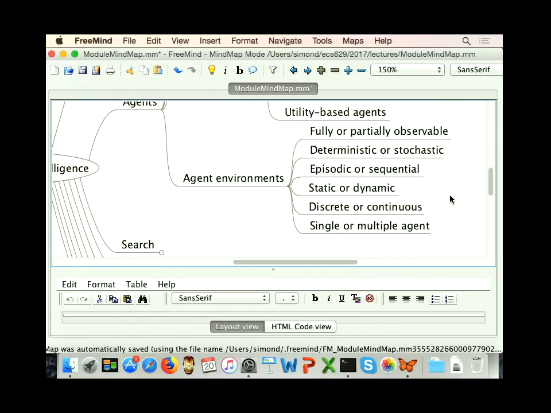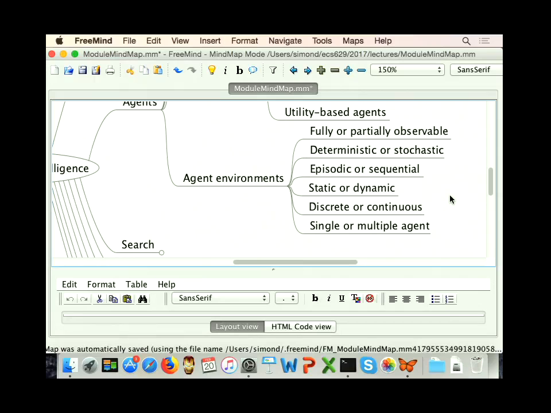So there are various different types of environment, and we have ways of describing the environment that help us to understand how difficult the problem is that we're trying to solve. So for each of these, there's an easy and a difficult case, right? Whether it's fully or partly observable. The environment, what does that mean? You know, everything that's going on is relevant to the agent.